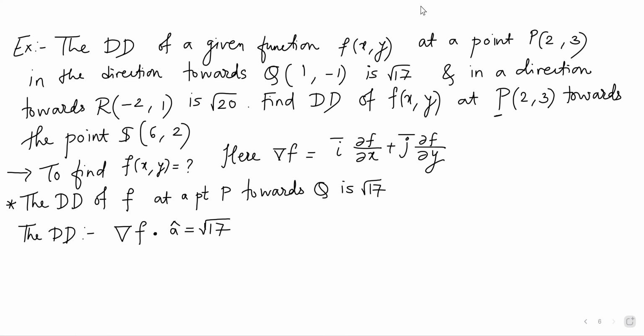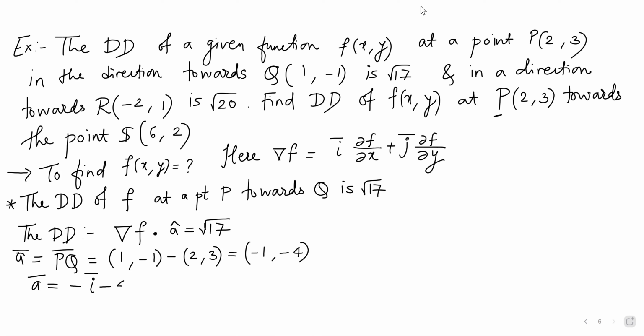So this is the first thing, correct? So here a bar is what? PQ bar, which is the position vector of PQ. That is 1 minus 1, minus 2, 3. So what I get is 1 minus 2, minus 1, and minus 1 minus 3, that is minus 4. So a bar is minus i bar minus 4 z bar. Correct? So what is a cap?